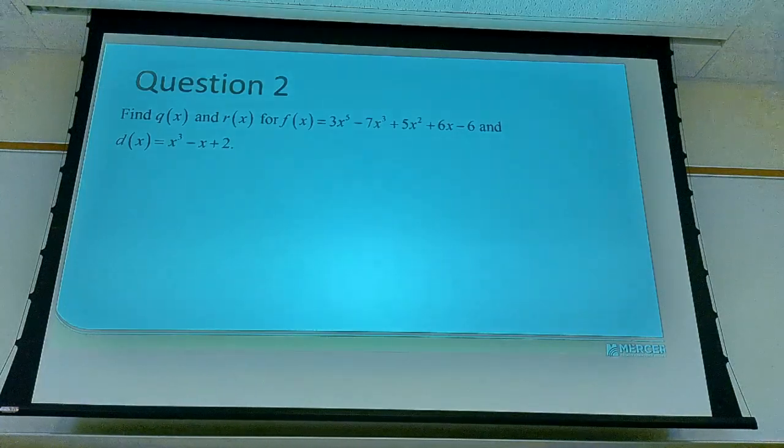Dividend, 3x to the 5th minus 7x cubed plus 5x squared plus 6x minus 6. Divisor, x cubed minus x plus 2. Well, the divisor is not of the form x minus a number. So again, polynomial long division. I'm going to write it this way. It is not necessary to include that missing term. It just makes it more obvious.